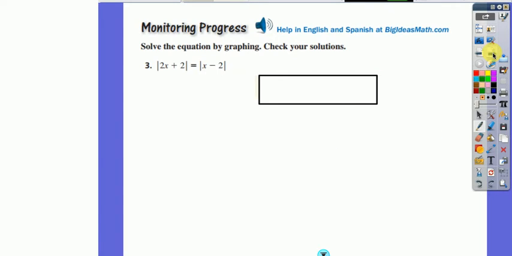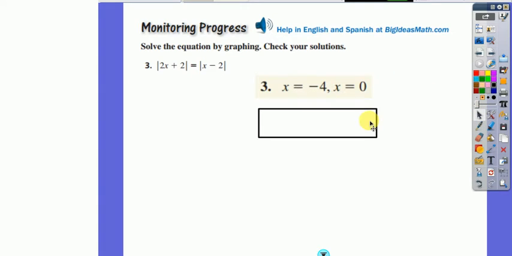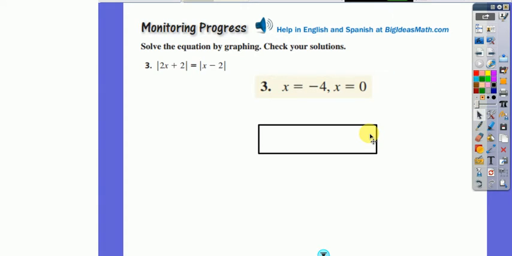Let's move on to this practice problem, which you had some time to practice earlier. You should have gotten the solution x equals -4 and x equals 0. If you got that, then you did it correct. Let me set up those equations again for you.